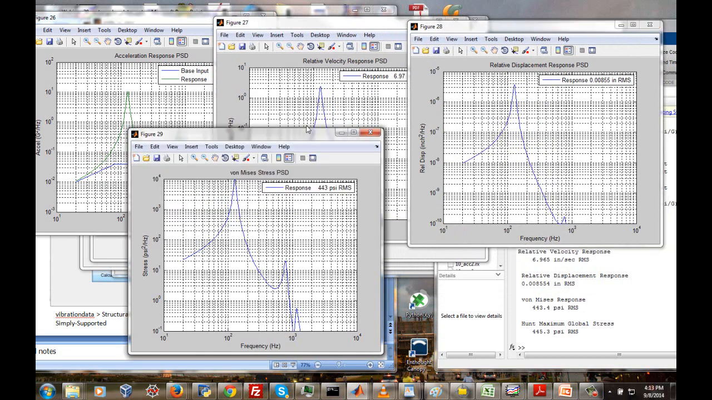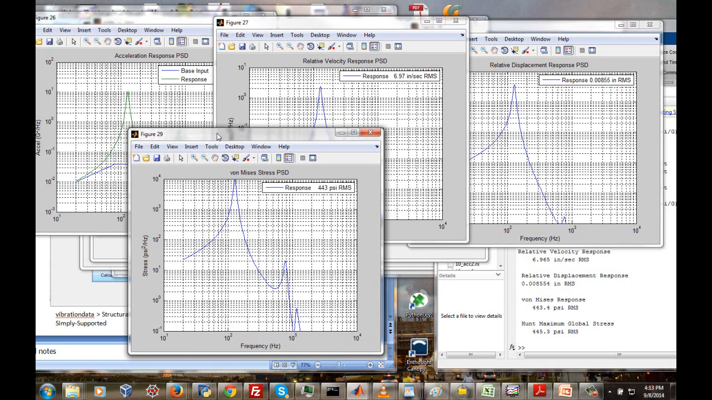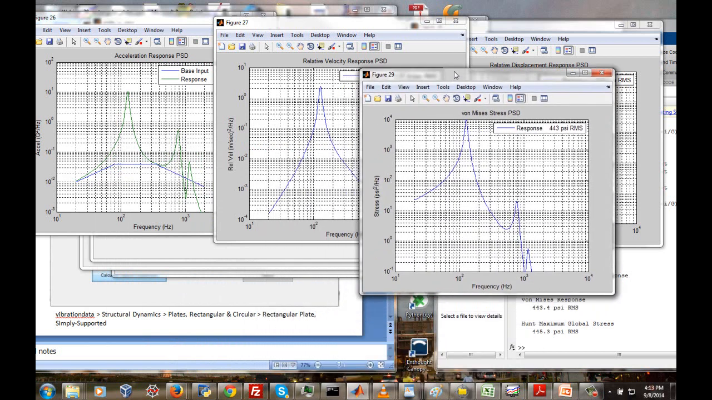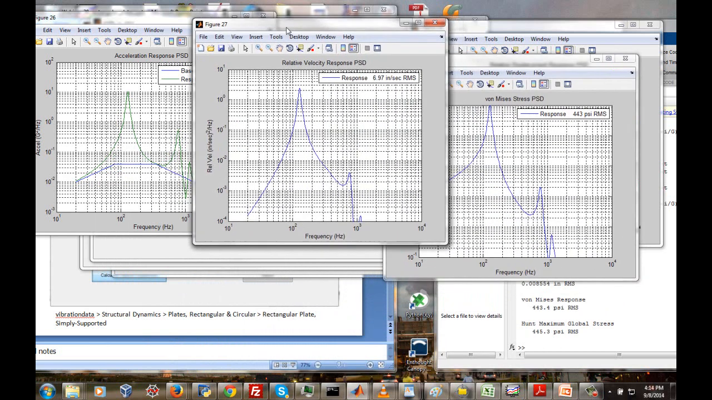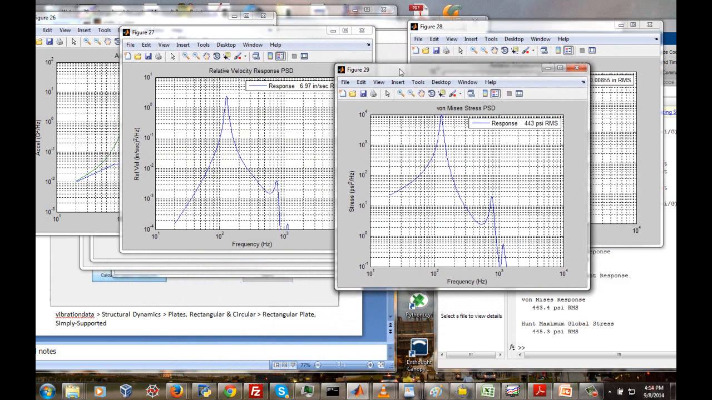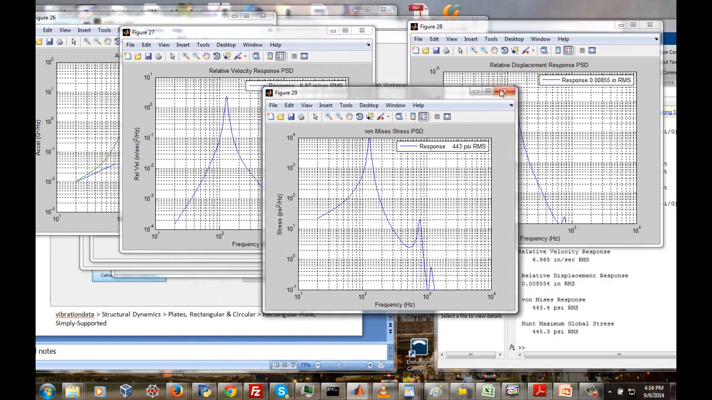And then as we get to our stress PSD, well, it kind of sort of looks like the relative velocity PSD in a hand-waving sort of way. But it has its own unique character as well.